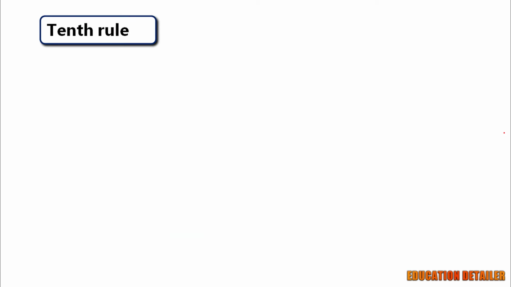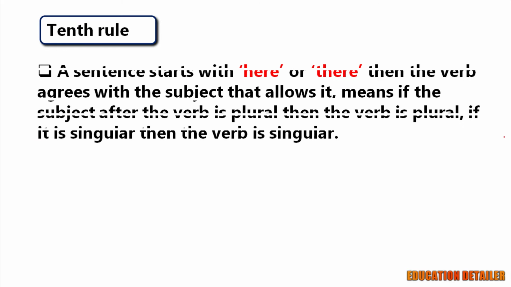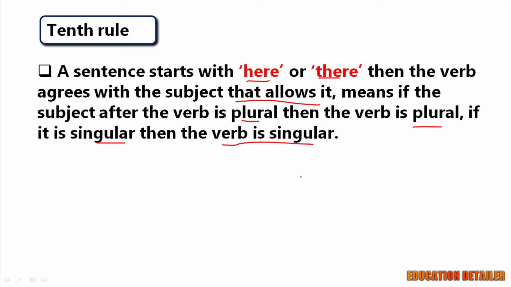Tenth and the last rule. When a sentence starts with here or there, then the verb agrees with the subject that follows it. Means, if the subject after the verb is plural, then the verb is plural. If it is singular, then the verb is singular. Like, here is your book. Book, singular subject. So, we use the singular form of the be-verb.